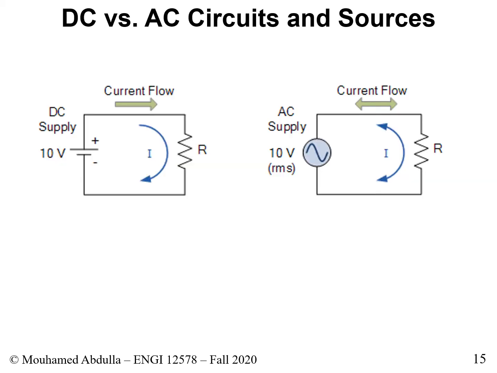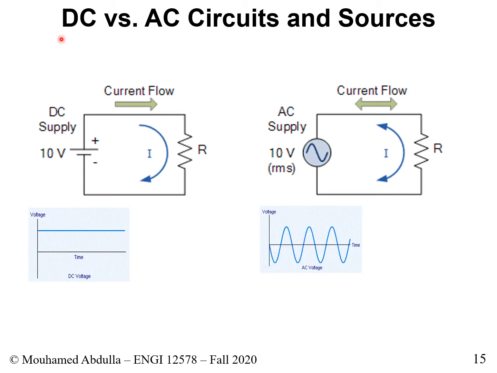In this course, as noted earlier, we will focus more on DC circuits. DC stands for direct current, but we will also see AC circuits. And I wanted to show you in a brief slide how they differ from each other. In this case, you have a passive component, a resistor. You also have a passive component here, and you have a DC supply, a DC source.